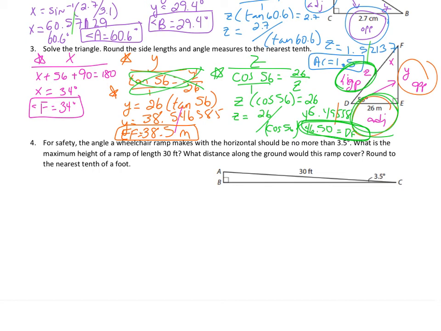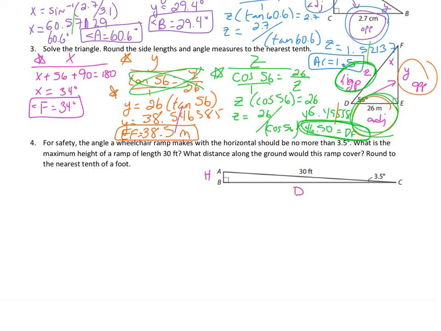For the very last question, we have a word problem, but the picture's already drawn for us to make it a little bit easier, and we have two separate questions. We want to figure out what the maximum height of the ramp is going to be, and we want to find the distance along the ground that the ramp would cover. So I'm going to label that as my D. I don't need the other angles. All I need are those two sides.